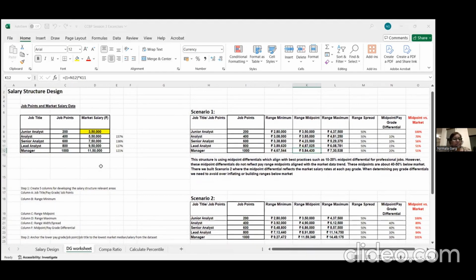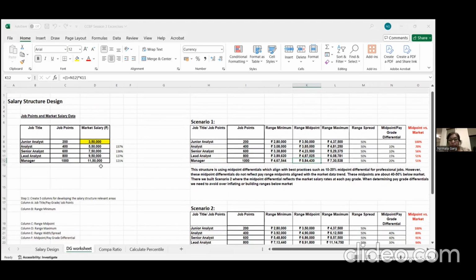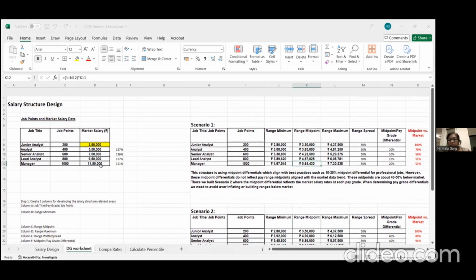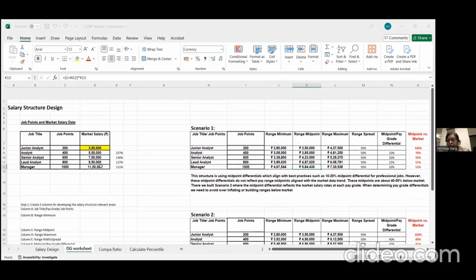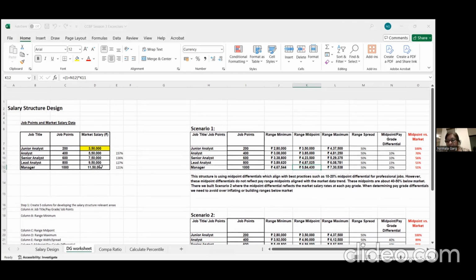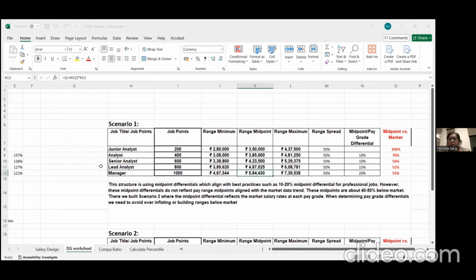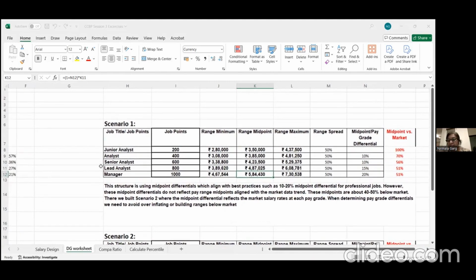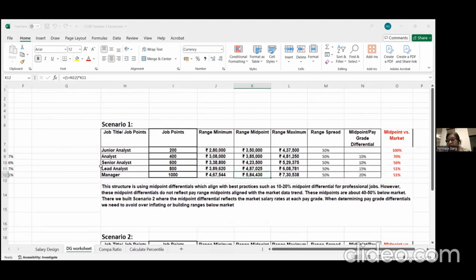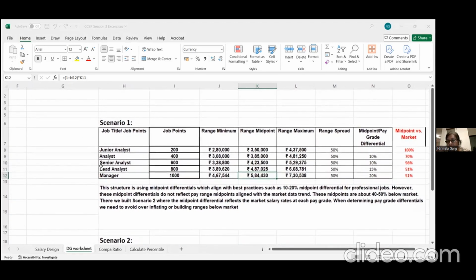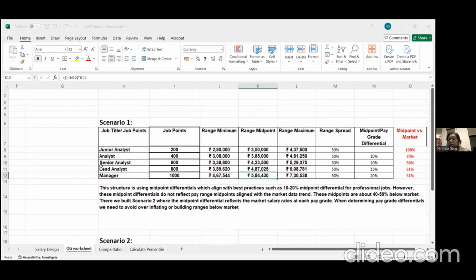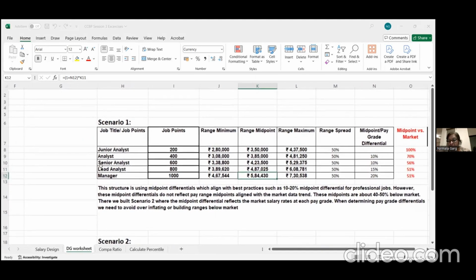Now, typically, when you design a structure, there are some steps. What are the steps? First, step 1, you create job title, job points, range minimum. You all know range minimum means the minimum of that range, range midpoint, range maximum. Can you see, or should I make it a little bigger? Now, range maximum. Don't look at the figures. I'm only getting into the title. So range spread, midpoint or pay grade differential.